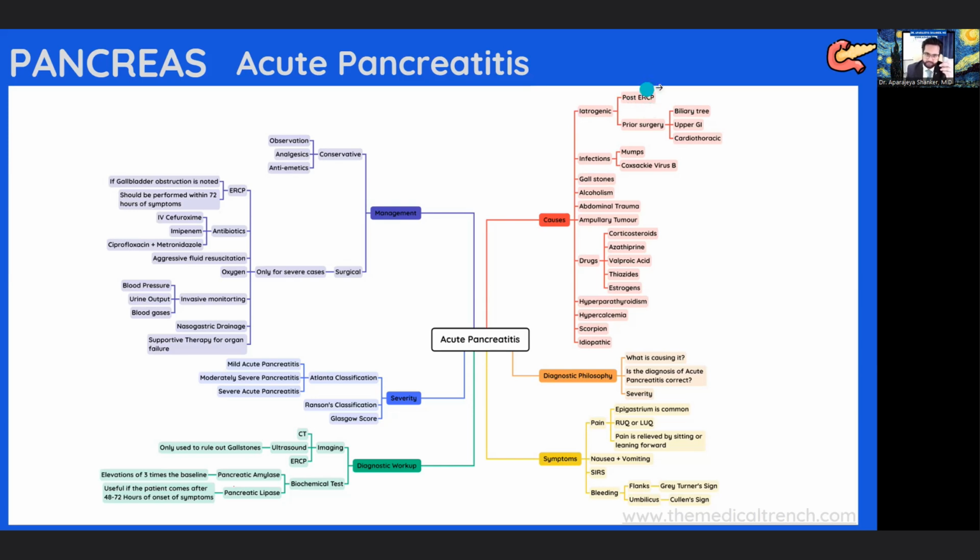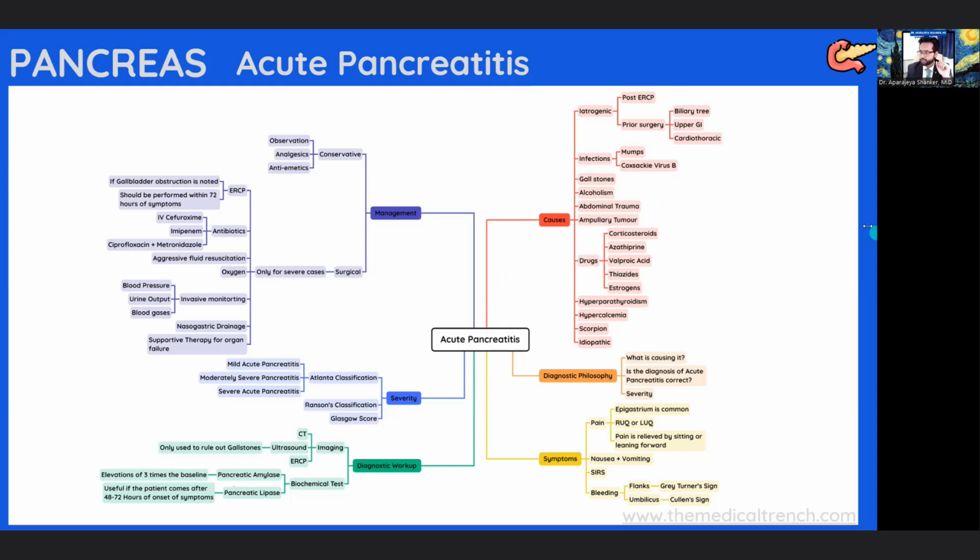sometimes you can have acute pancreatitis after ERCP, or you can have it due to an infection like mumps or Coxsackie virus. G is for gallstones, because remember, gallstones cause a lot of diseases. They're very, very problematic when they start causing symptoms. And then, of course, alcoholism, abdominal trauma, ampullary tumors, and then drugs.